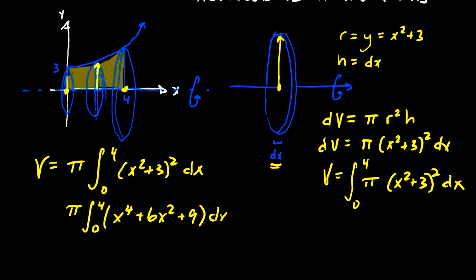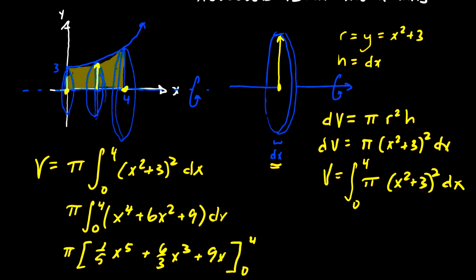And in integrating that, we will still have pi, and that will be of 1/5 x to the 5th plus we'd have 6 over 3, because we're raising it to the third power, and we can simplify that, plus 9x, and then that would be evaluated from 0 to 4. And in doing that, you'll find you'll get a value of 368.8 pi, which is approximately 1,158.6193.